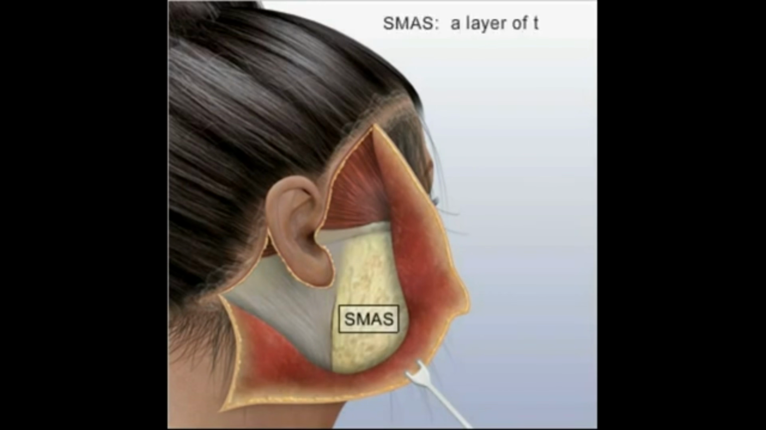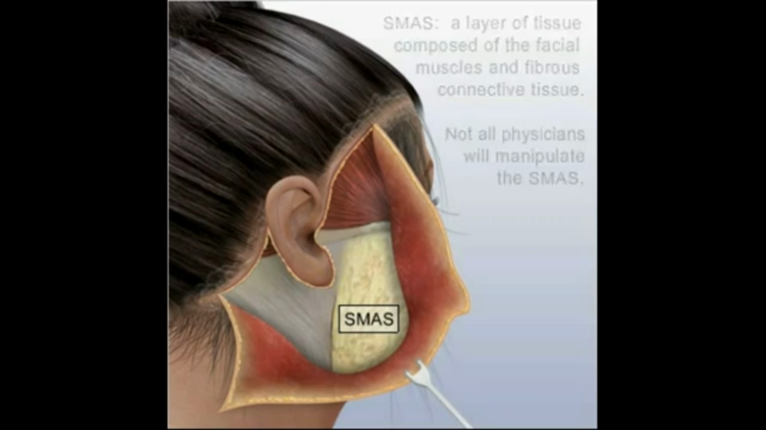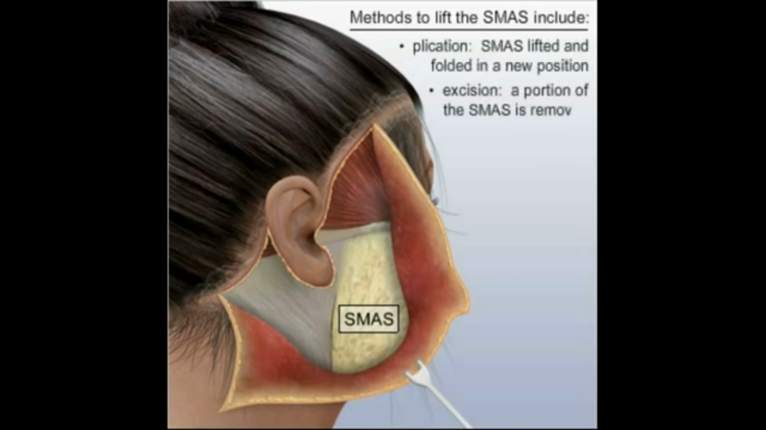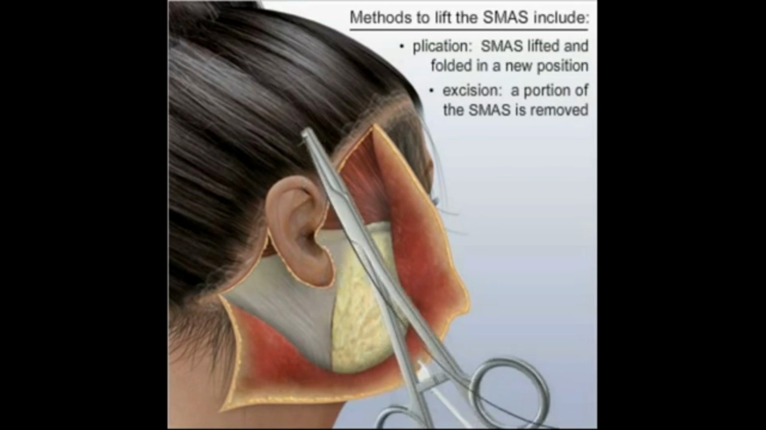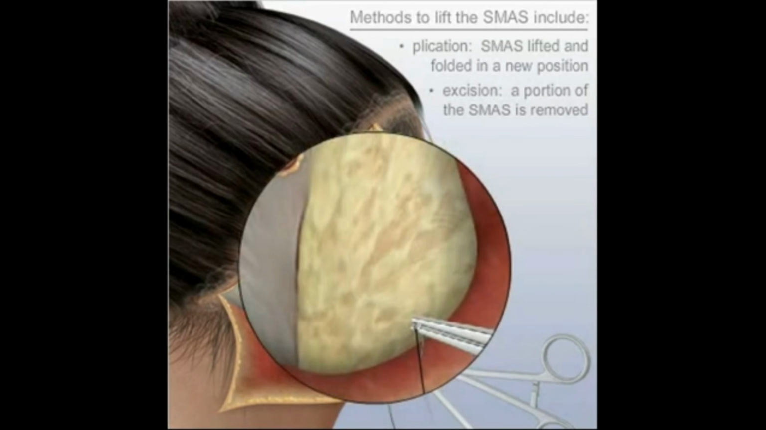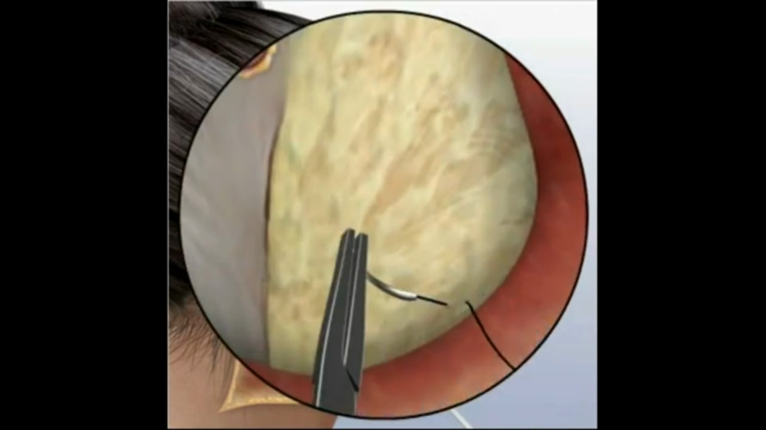The SMAS is a layer of tissue composed of muscle and fibrous connective tissue. Although not all physicians will manipulate the SMAS during a facelift, some physicians will reposition it in order to lift the facial structures to a more youthful position. There are a variety of methods that can be used to lift the SMAS, such as plication or excision, in which the tissue is augmented and suspended in a higher position with sutures. Although the techniques may differ, they all work to lift and tighten the underlying structures of the face.